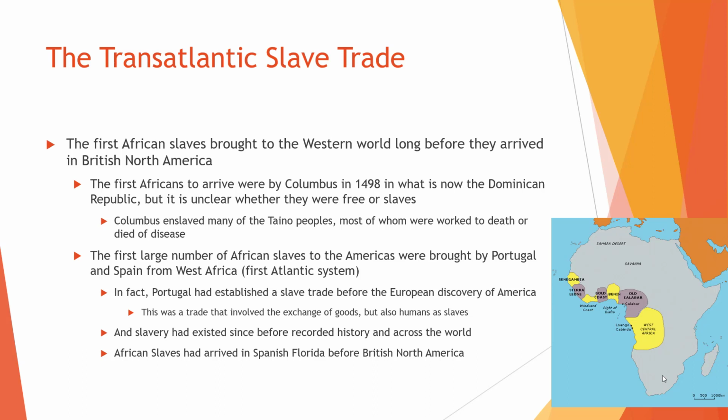But the first large number of African slaves were brought to the Americas by Portugal and Spain in what we know as the first Atlantic system. This eventually evolves into what we know as the triangle: going from Europe to Africa, over to the Americas, largely at the time the Caribbean, and then back to Europe. Some of the things that were brought back to Europe were things like rum. I'm sure some of you might have had rum before. It's a tasty drink made from sugar cane.